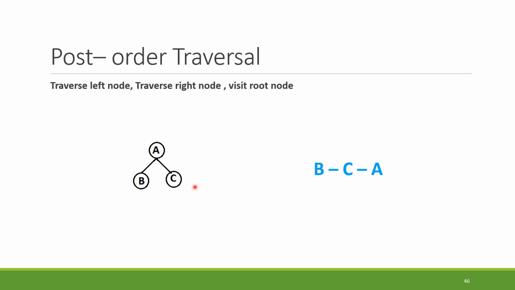So here I have an example tree. A is the root node, B and C are its children. First you will traverse the left node, then the right node, and finally you will read the root node. So here B, C and A. This is the order in which post-order traversal will happen for this binary tree.